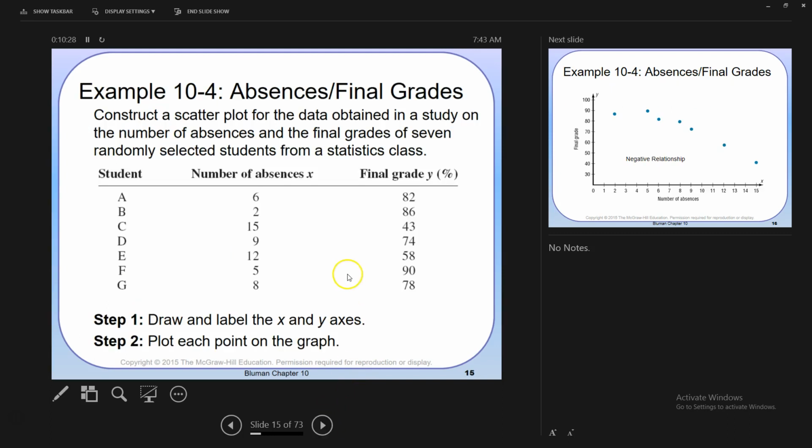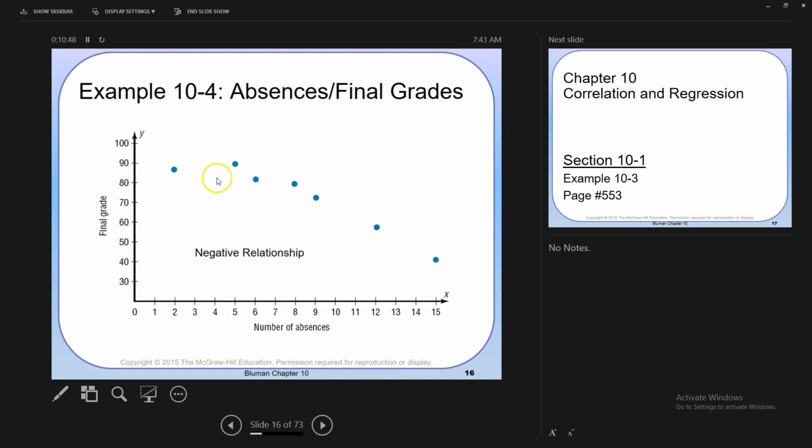And then here's another example with absences and final grades. So you have your number of absences of your students and their final grade in the class. Again, this I probably would have gone by ones, and they did also. Here I would have probably gone by 10 since you have to get all the way up to 90, and that is what they did on their graph. So their graph looked like this.